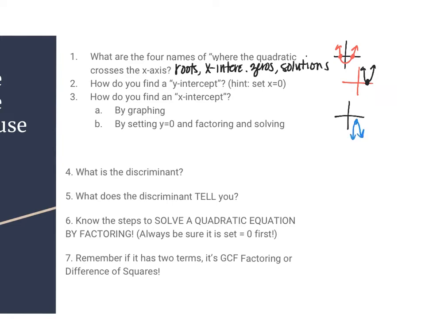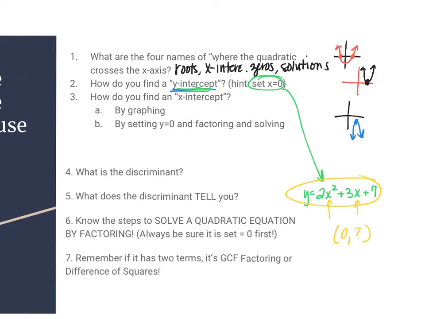Okay. How do you find a y-intercept? Well, a y-intercept is a point where the parabola hits the y-axis, so you will set x equal to 0. Let's say I wanted to find the y-intercept of 2x squared plus 3x plus 7. I'll just make x equal 0, because a y-intercept is 0 comma something, and that's the point where it'll hit the y-axis. If I put 0 here and here, I get 2 times 0 plus 3 times 0 plus 7. Looks like my y-intercept is 0 comma 7.